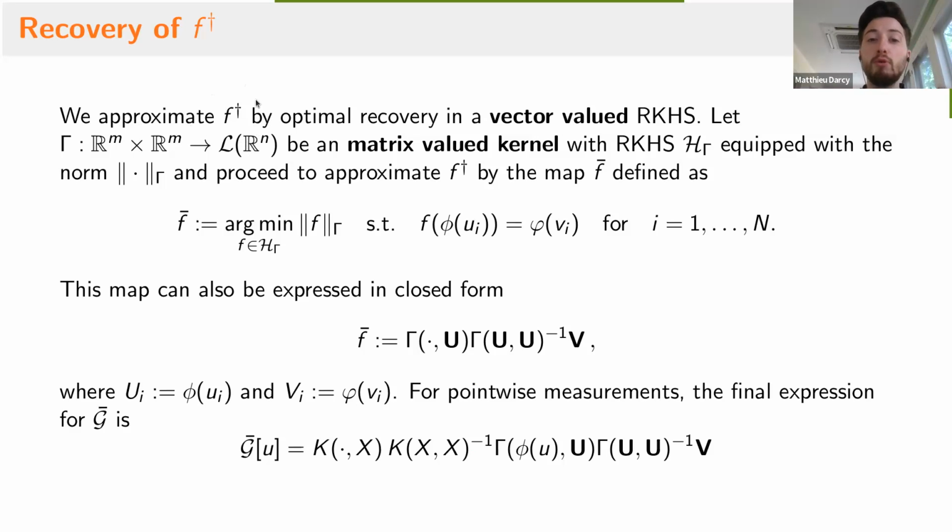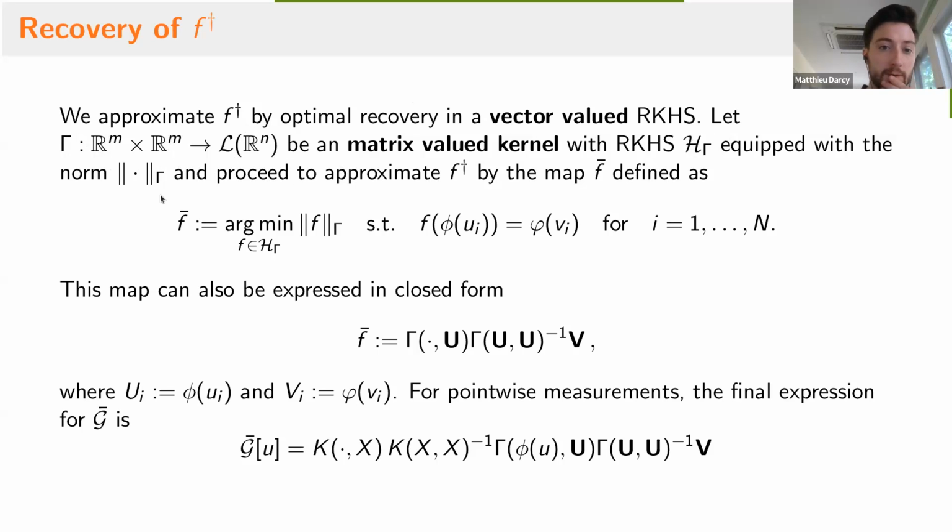For this, there's a simple generalization, which are called vector valued reproducing kernel Hilbert spaces, which are induced by matrix valued kernels. So in this case, gamma is a function that takes in two inputs, R^m and R^m. And instead of outputting a scalar, it outputs a matrix, so a linear map on R^n. And once you've chosen a gamma, a matrix valued kernel, this induces some reproducing kernel Hilbert space H gamma equipped with some norm induced by gamma.